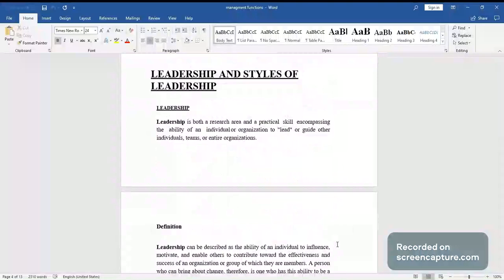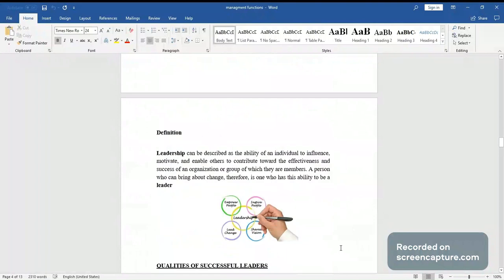Leadership is a practical skill, the ability of an individual or organization to lead and guide other individuals, other teams, and other organizations. Leadership can be described as the ability of an individual to influence, motivate, and enable others to contribute towards effectiveness. One who can bring about change has the ability to be a leader.